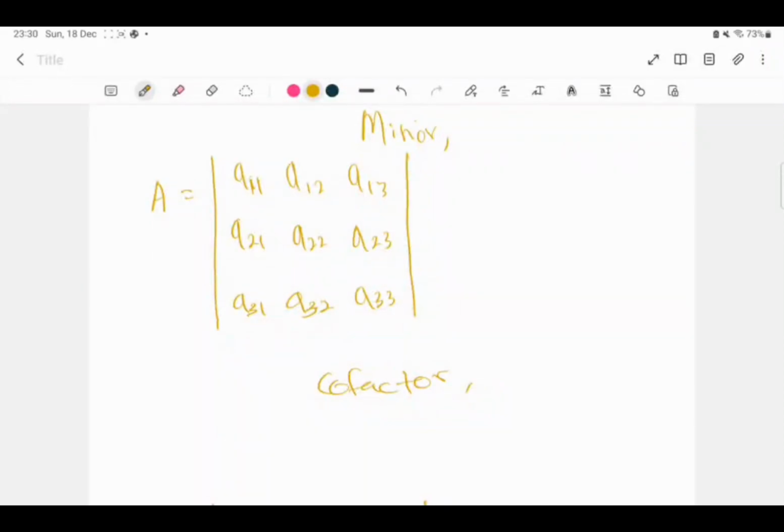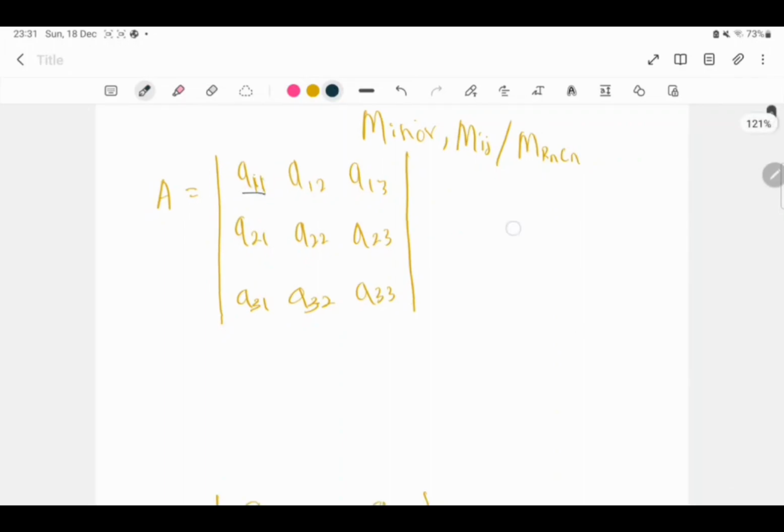So I will continue the topic determinant, which is minor and cofactor. First, how do we find the minor in the matrix? Minor we can call M, and the formula is M i j, or M row and column. Okay, I will show the example.